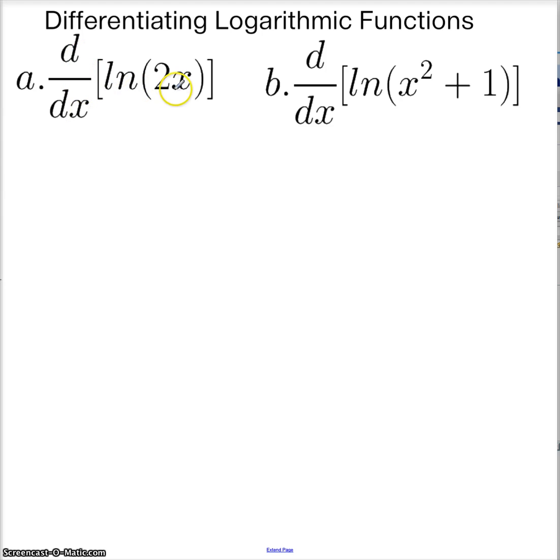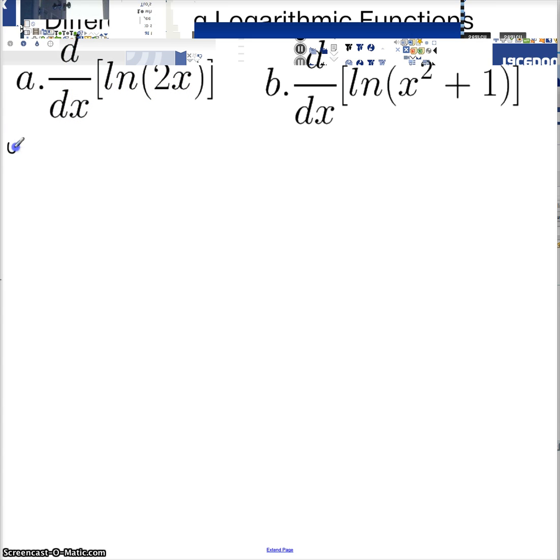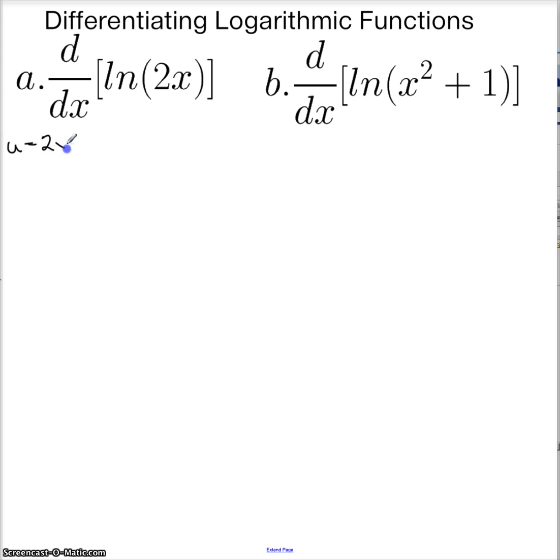d dx of the natural log of 2x. u is going to equal 2x, so u prime is 2, and yes, you have to write this down. So the derivative with respect to x of the natural log of u is u prime over u. So this is 2 divided by 2x. It's 1 over x. That's interesting. We're going to see why this is the same thing as the derivative of log x in a minute.